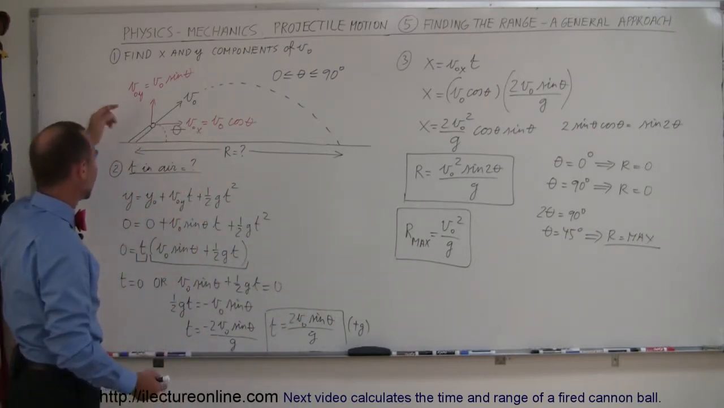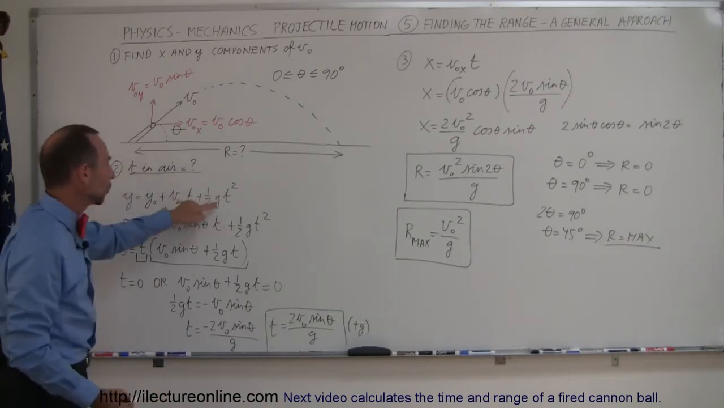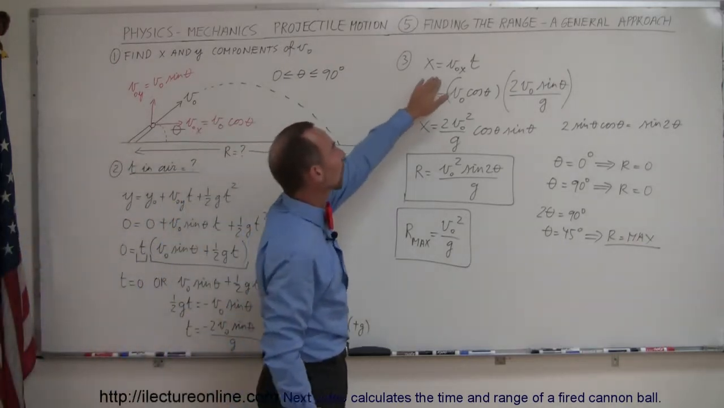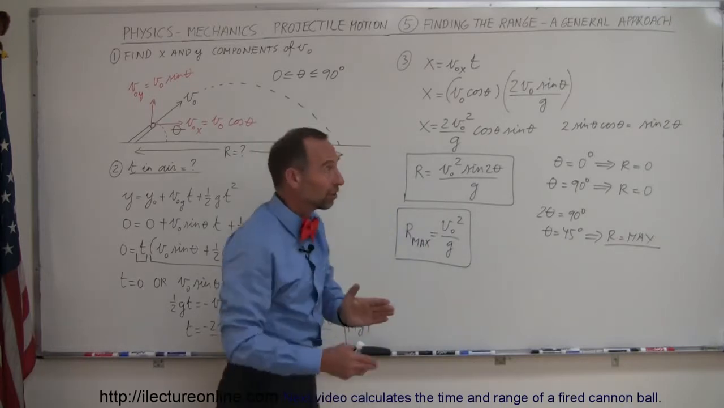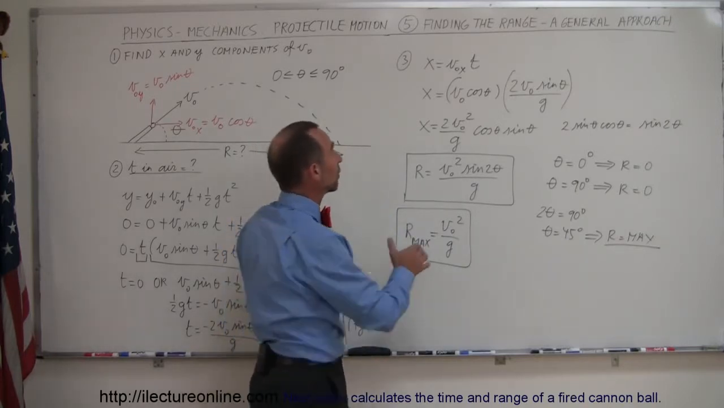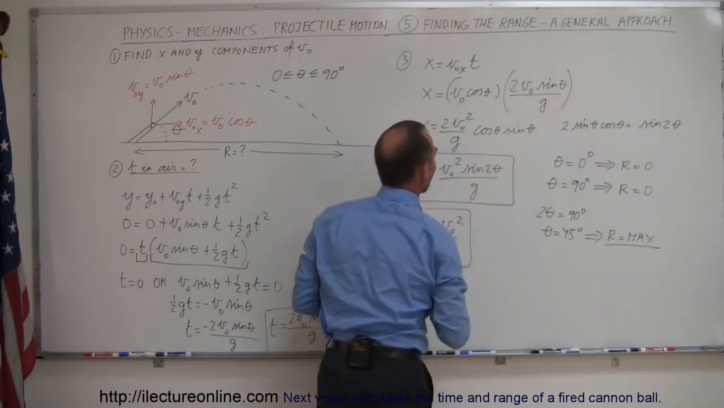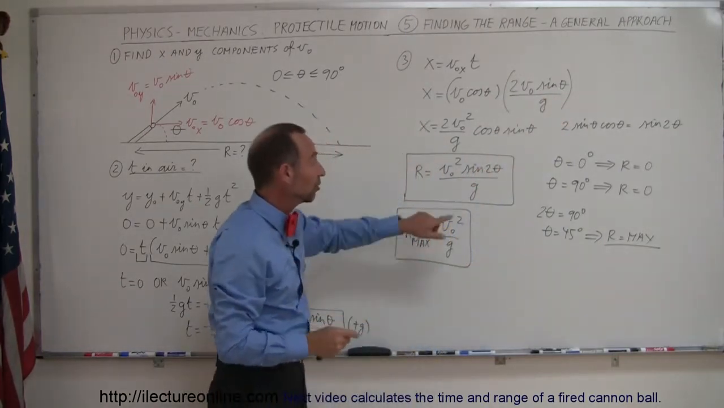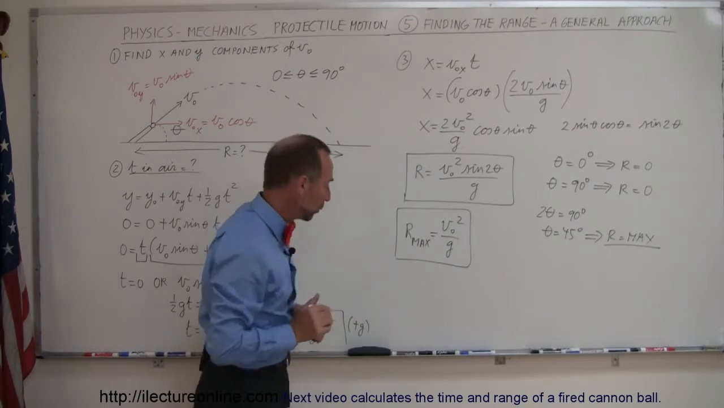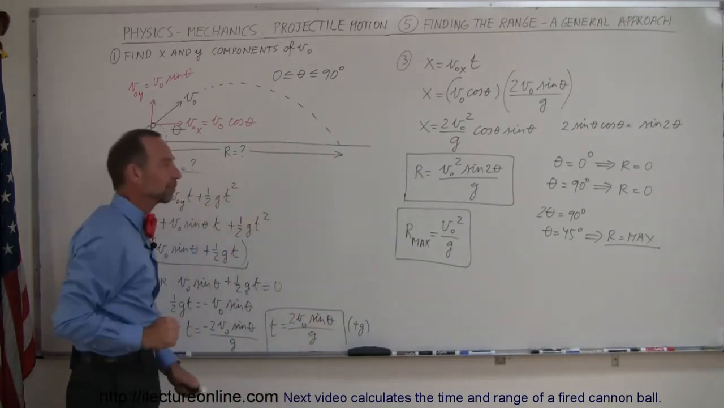Find your components first, then find time in the air using this equation, then plug it into this equation, because you know that in the horizontal direction, velocity is constant. We plug in the initial velocity in the x direction, times the time, and we get this nice equation. Remember again that in this case, g is a positive 9.8. We did that to get rid of this negative sign over here.